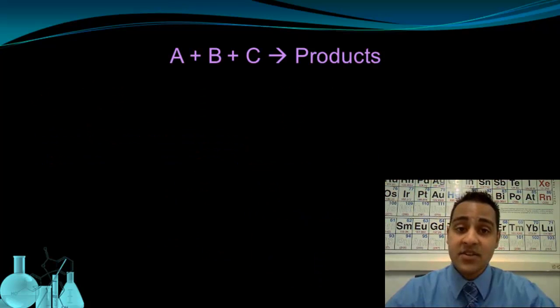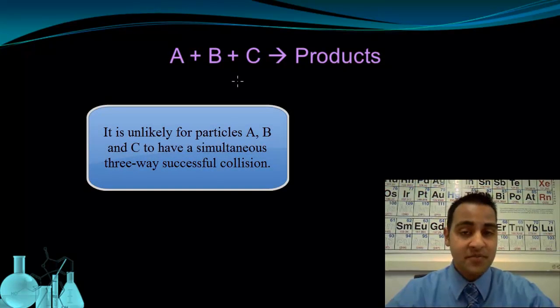If we instead consider the reaction of A plus B plus C yielding some products, by the same reasoning, this reaction would have to have a simultaneous three-way collision between A, B, and C. And not just a simultaneous collision, but a successful collision. So not only do all three have to hit each other at the same time, but they have to hit each other in the proper direction. And while that's in the realm of possibility, it's probably not very likely to occur.